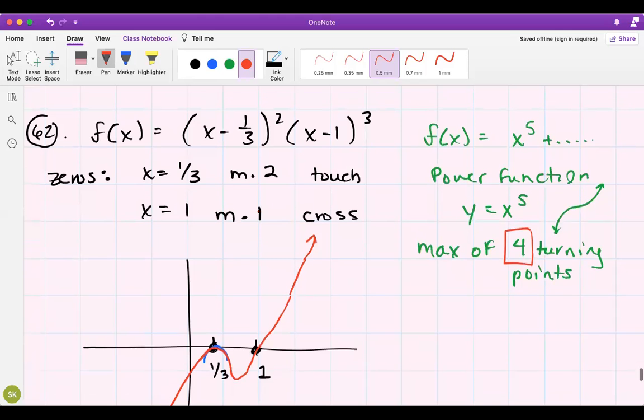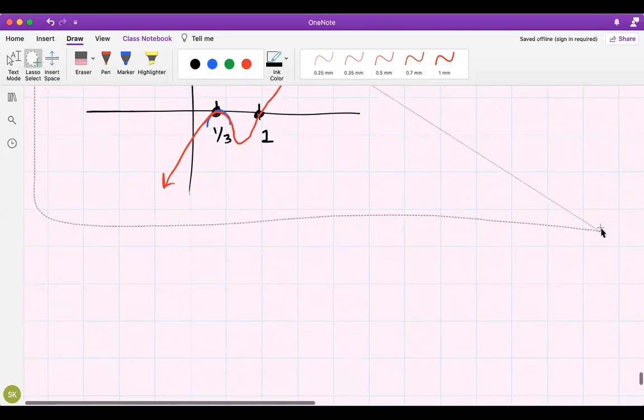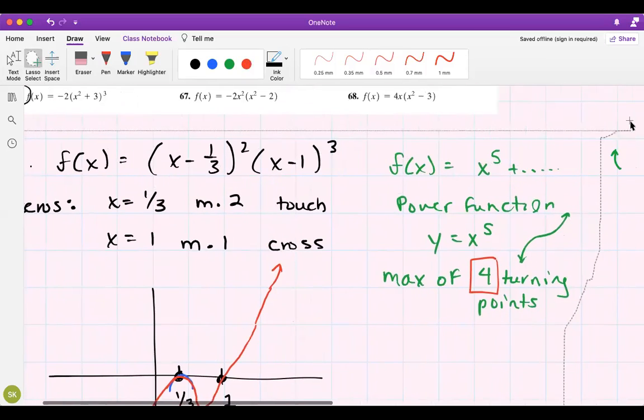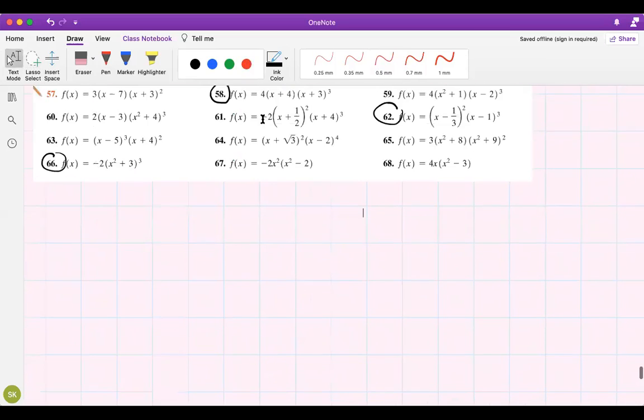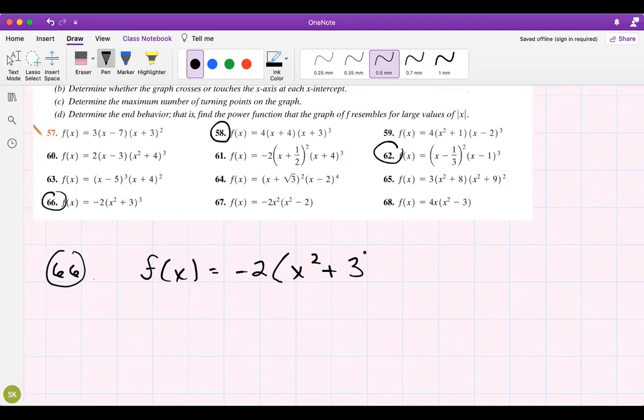Okay, so we've done 2 problems. Let's do another one. Here I have problem 66 circled. So we have f of x is -2 x squared plus 3 cubed.